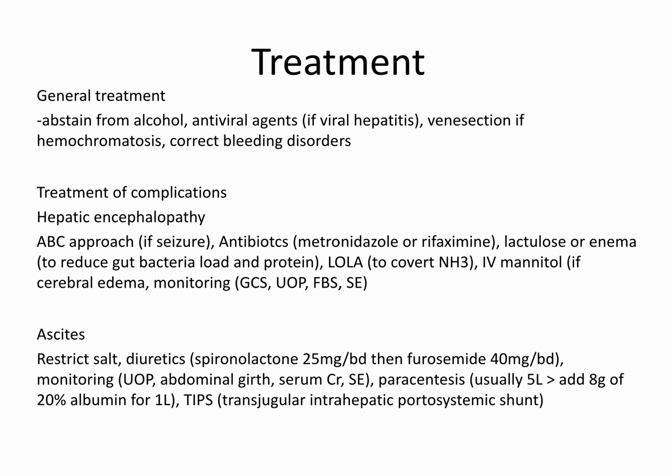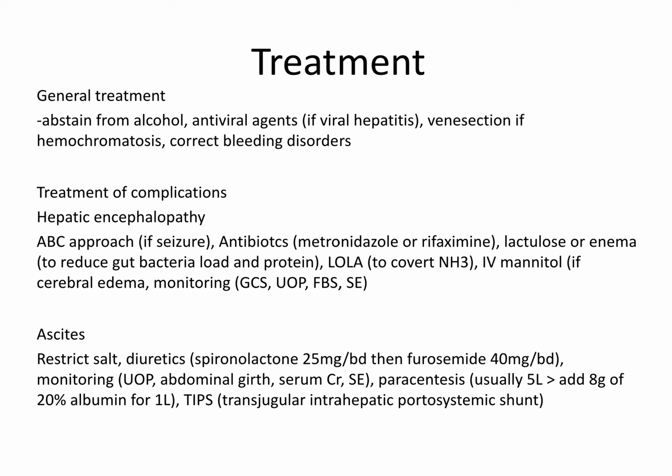So we have to restrict salt in the diet, because it can actually worsen ascites, right? And we can give certain diuretic agents like spironolactone, which is given first, 25 milligrams twice daily. Then we can give furosemide 40 milligrams twice daily. And then we obviously have to monitor the patient as well, measuring the urine output, abdominal girth, serum creatinine and serum electrolytes.